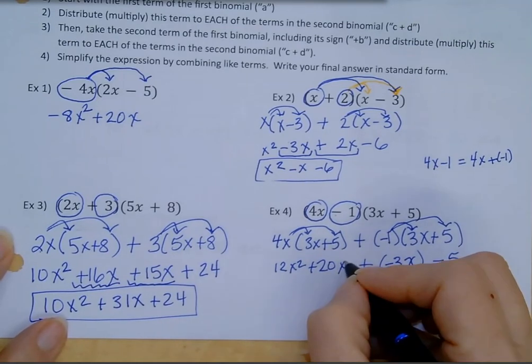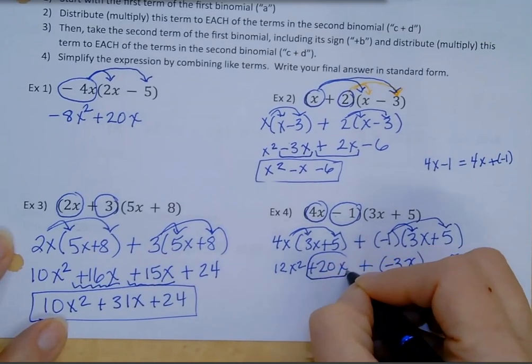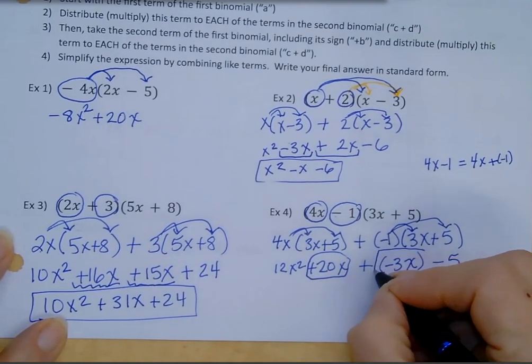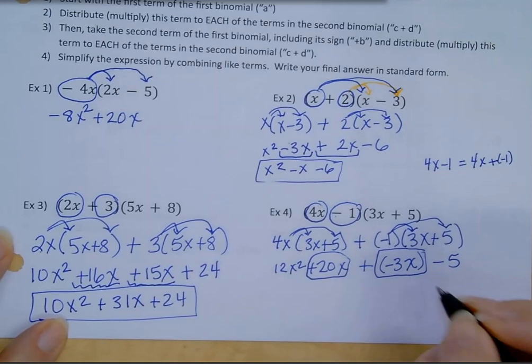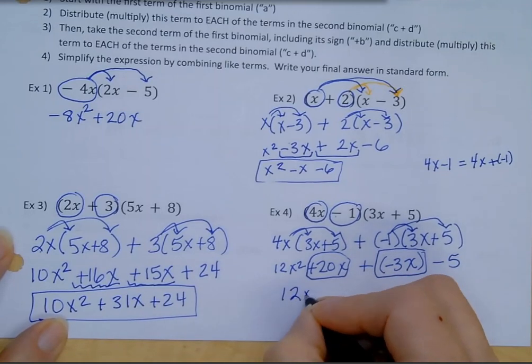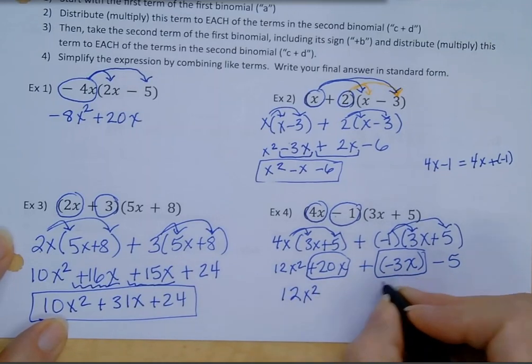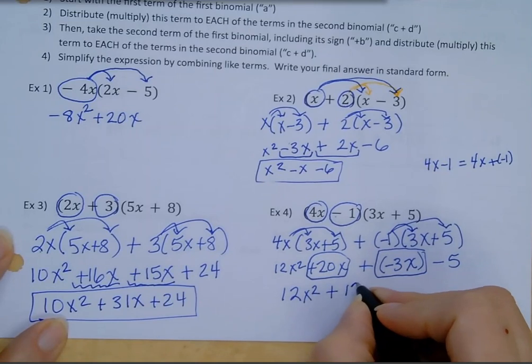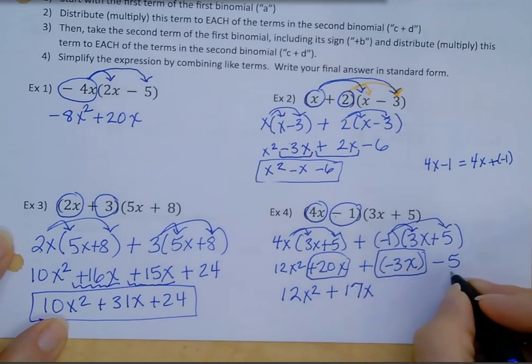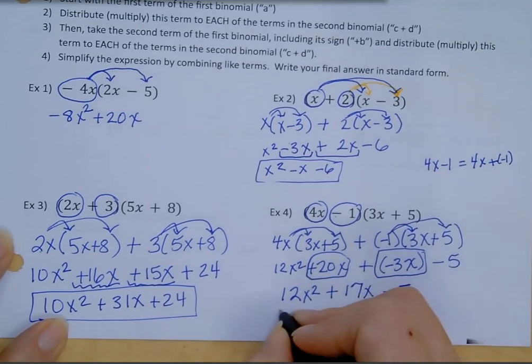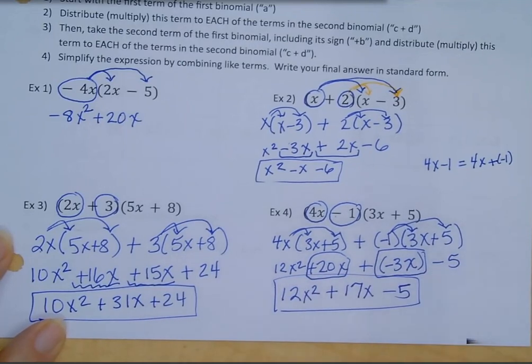All right, now I'm going to combine like terms. So I have 20x and I have negative 3x. That's what I'm combining. So I have 12x squared. 20 minus 3 is 17. So this is going to be plus 17x and then minus 5 as my answer.